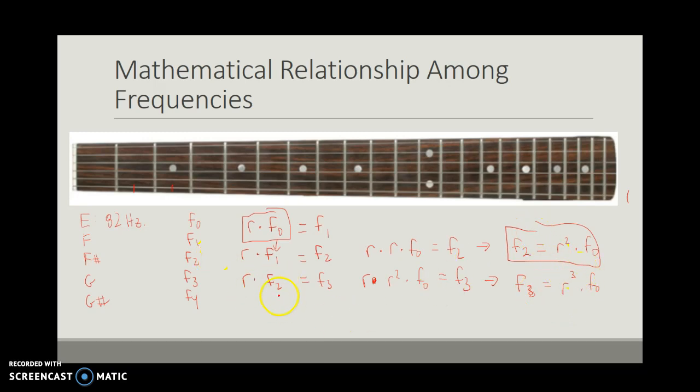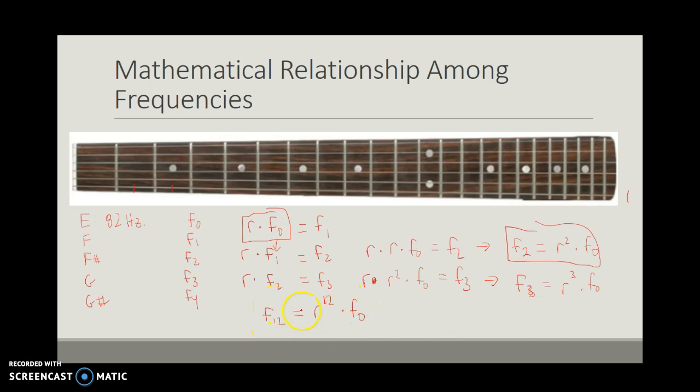So what I can say in general is that F sub 12 is going to equal R to the 12th times F sub 0. Well, what I'm trying to do here is I want to solve for what should R be in order for this scale to work out right. Right now that's not so clear because I have three unknowns. I have F12, I have F naught, and I have R to the 12th.